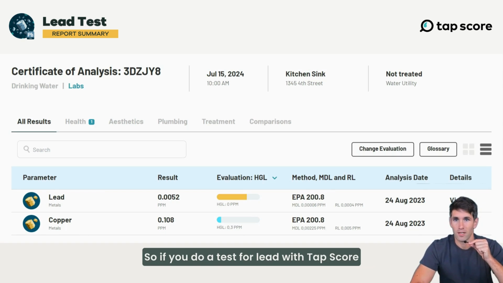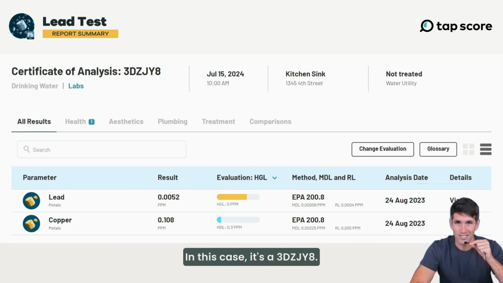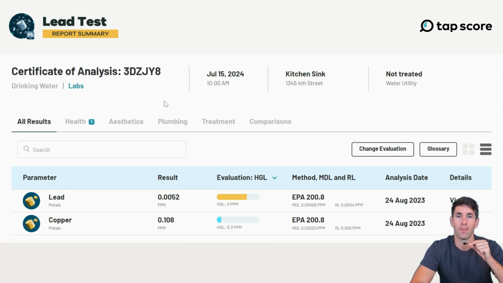So if you do a test for lead with TapScore with any lab, this is what you should expect. A lab report back, a certificate of analysis, sometimes called a COA. You'll have some kind of an identifier on the COA. In this case, it's a 3DZJY8. That's just how we all keep track of which report is which.